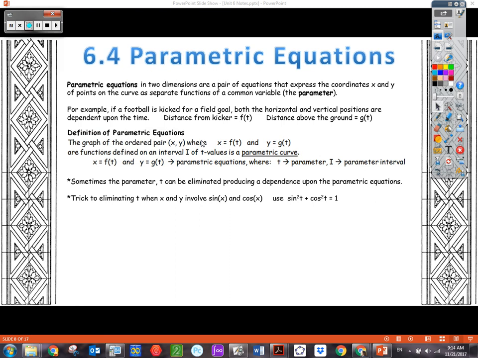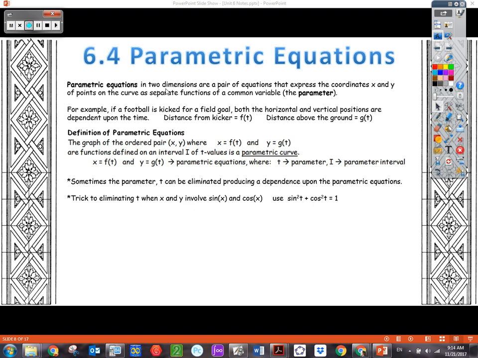Okay, let's take a look at today's lesson. We're going to be looking at parametric equations today. So, parametric equations are a different way of describing things. Really, they're very good with describing movement. So, they're basically in two dimensions. We're in two dimensions. We will be moving into 3 dimensions in a bit.